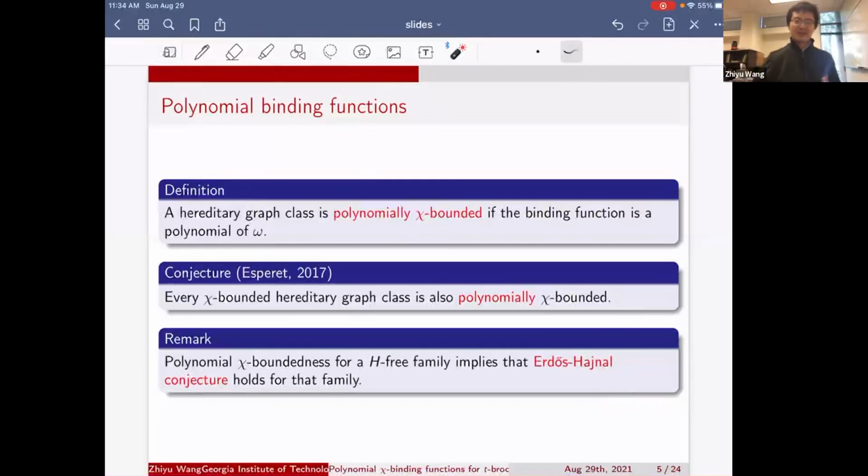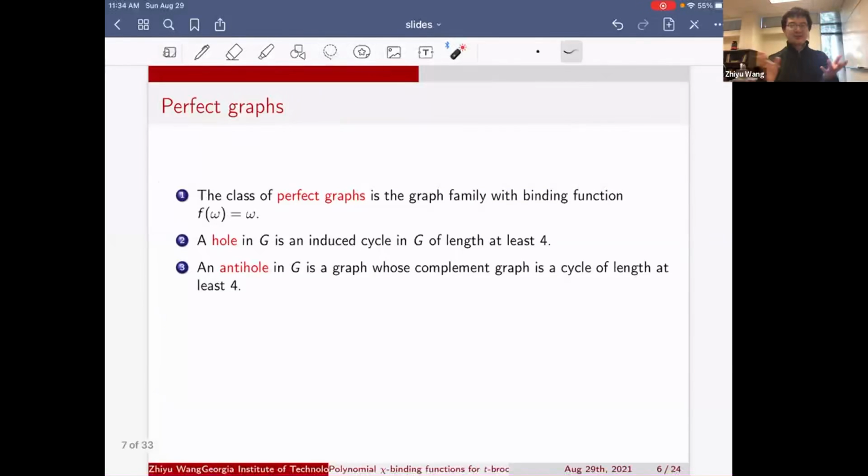Another remark, also mentioned by Vida yesterday: if we can prove a graph class is polynomially chi-bounded, that will imply that the Erdős–Hajnal conjecture also holds for that particular graph family. So this is a stronger statement than Erdős–Hajnal.